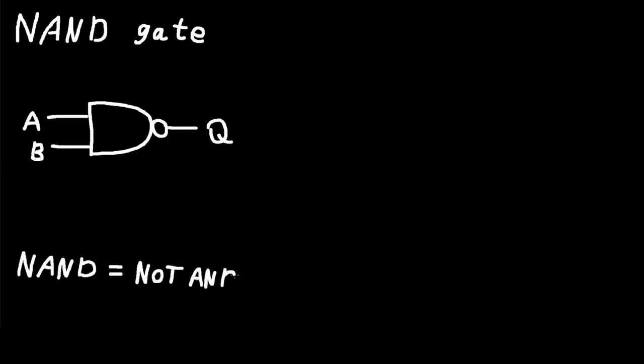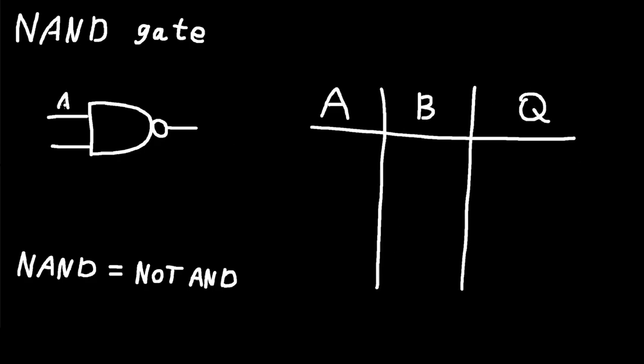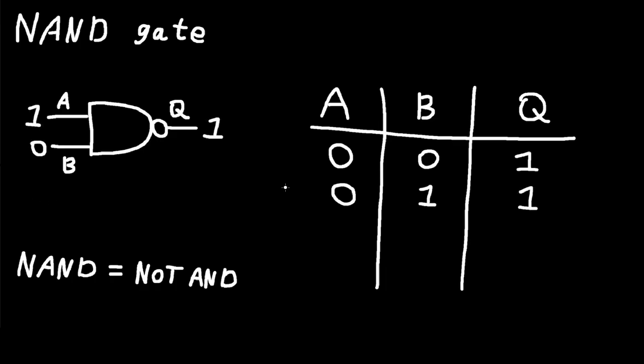Here's a new idea. If you put a NOT on the output of a gate, you get a new gate. The NAND gate means NOT AND. So it does AND first, then flips it. That means that NAND outputs 0 only when both inputs are 1. Every other time, it outputs 1.